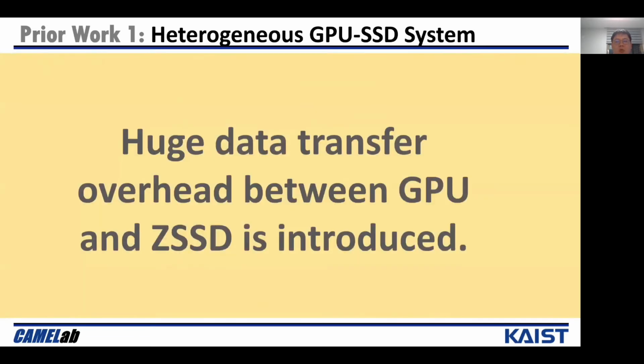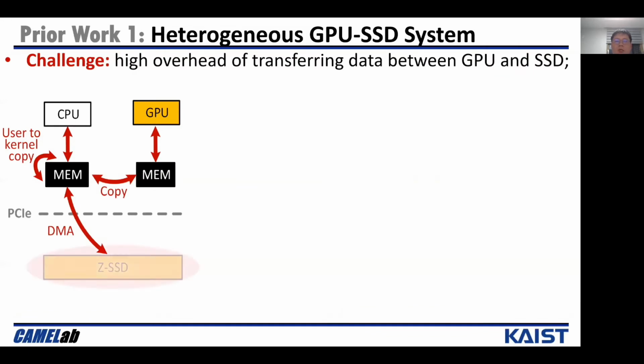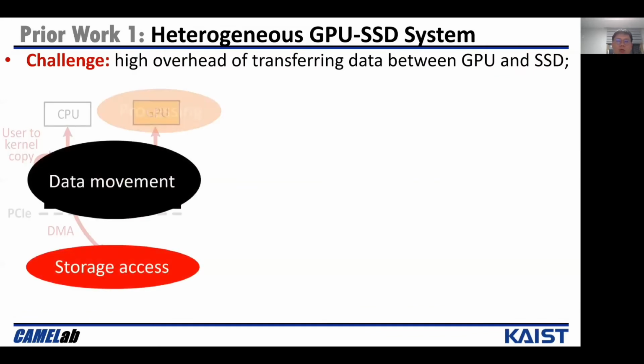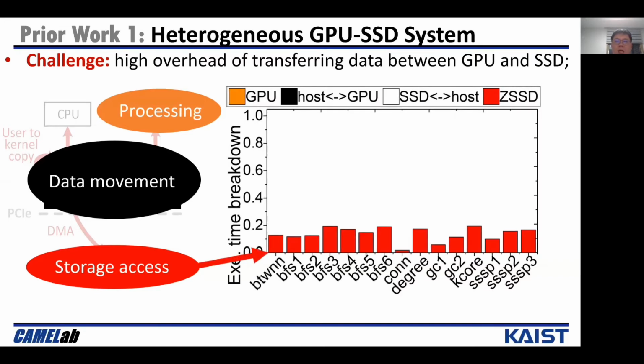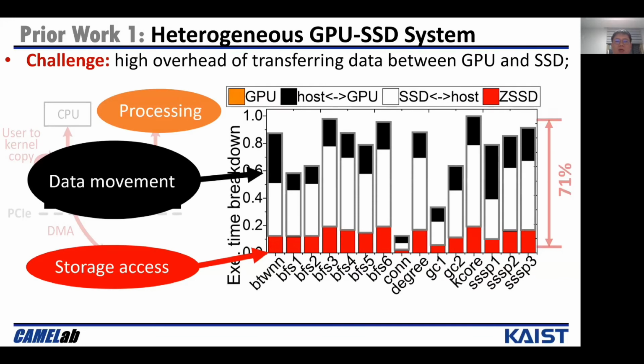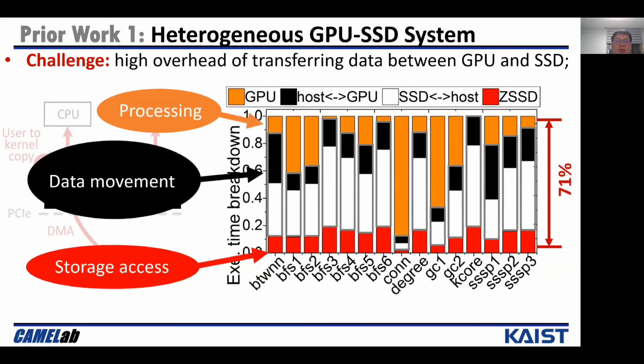However, the data movement between the GPU and the ZSSD can introduce huge overhead. We break down the total execution time of the evaluated workloads into storage access time, data transfer time among SSD, the host, and the GPU, and the GPU processing time. As you can see from the figure, the average data transfer time accounts for 71% of total execution time in our evaluated workloads.